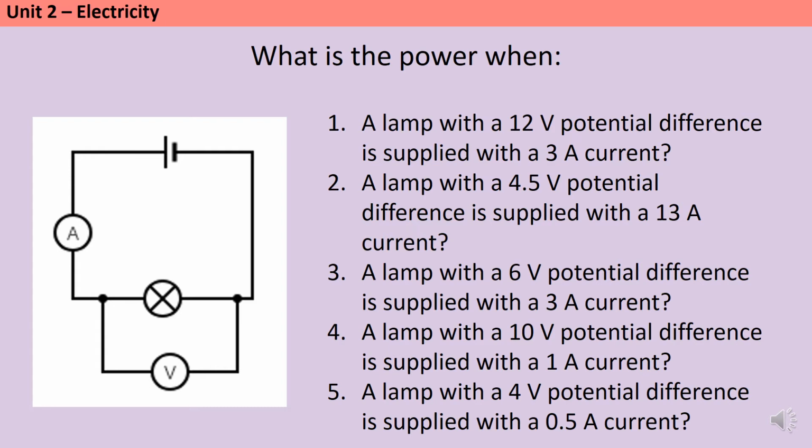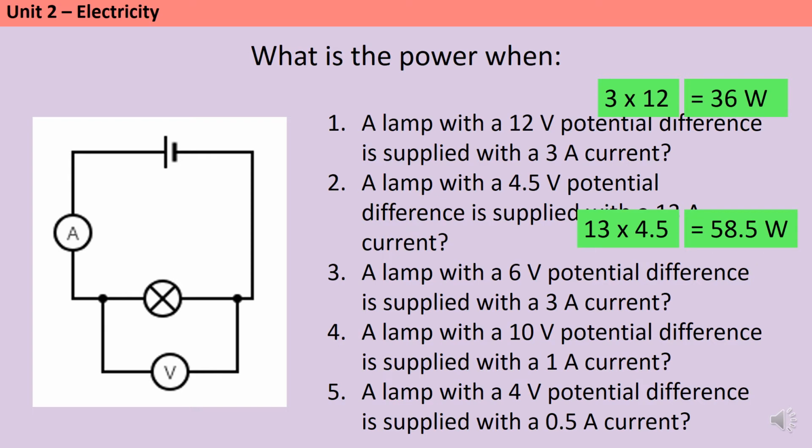When a lamp with a 12 volt potential difference is supplied with a 3 amp current, the power will be 3 times 12, which is 36 watts. For question 2, you should have an answer of 13 times 4.5, which gives you 58.5 watts, and then 18 watts, 10 watts, and finally 2 watts. How did you get on?